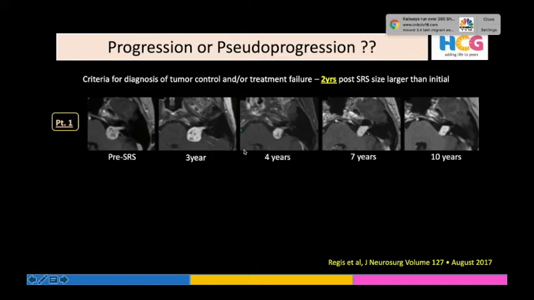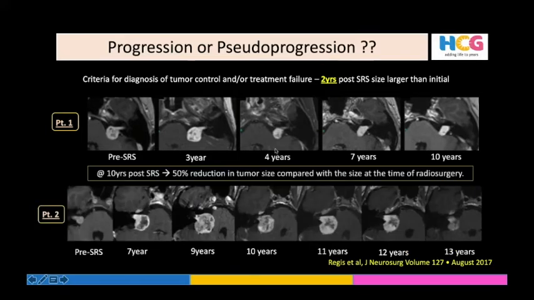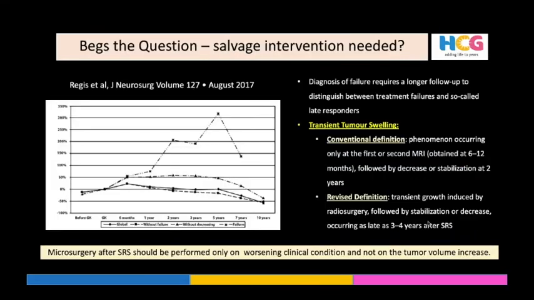And slowly this patient was kept on follow-up. At the end of the 10th year, the disease had actually decreased. Similarly, in yet another patient, there was a pseudo progression which happened at the 7th year, 9th year. It is increasing, and then at the end of 13 years, there was still a decrease. So it's not necessarily that pseudo progression happens only at 6 to 12 months. It can happen at any time during the period post-treatment. So essentially, the diagnosis of failure requires a longer follow-up to distinguish between treatment failures and the so-called late responders.